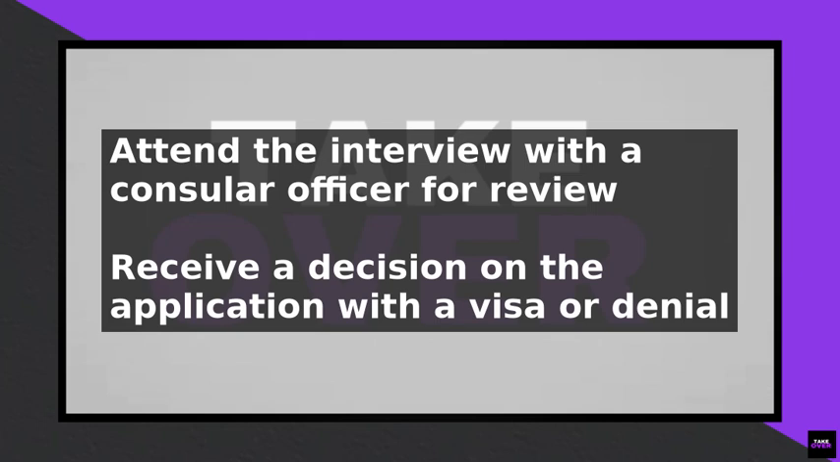By following these steps and providing all required information, you can increase your chances of a successful U.S. visa application from Canada. Always check the official U.S. Department of State website for the most up-to-date information on the application process.